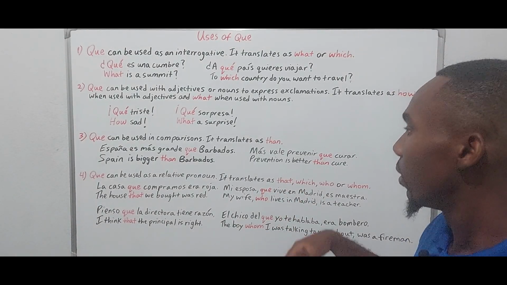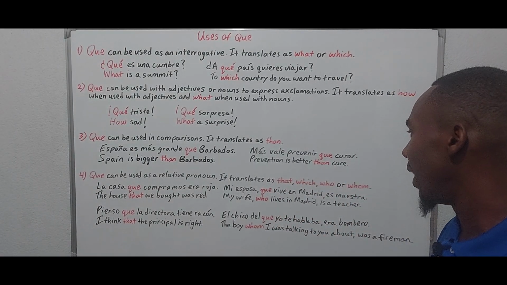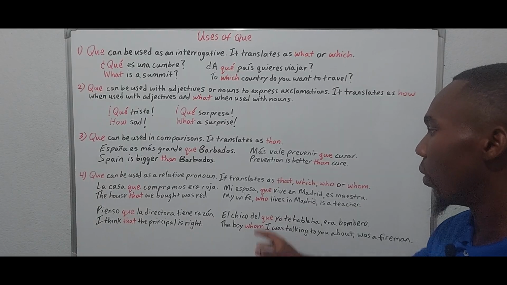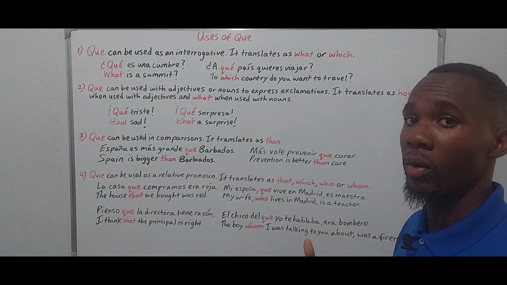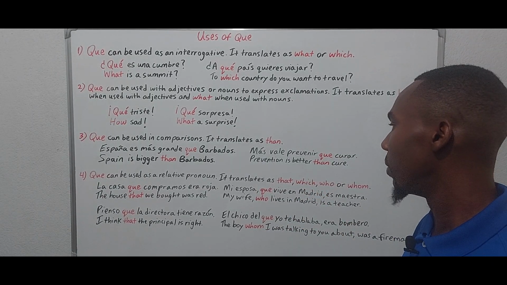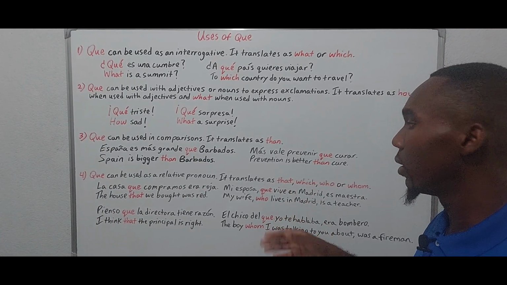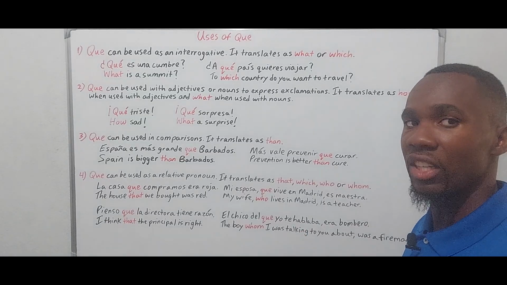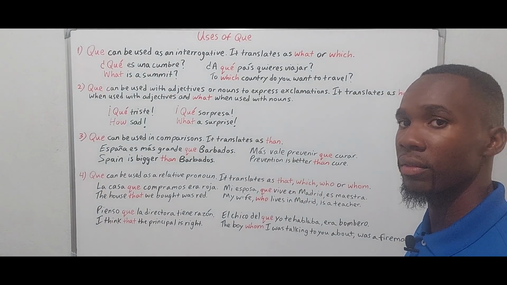And over here, mi esposa que vive en Madrid es maestra. Once again, que can translate as who, because we're talking about a person. So who lives in Madrid is a teacher. Yes, so the que introduces additional information about mi esposa, my wife.